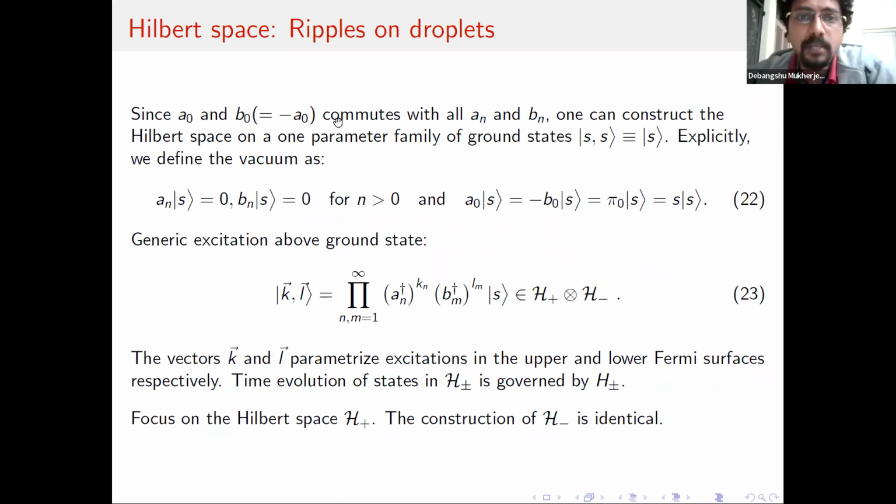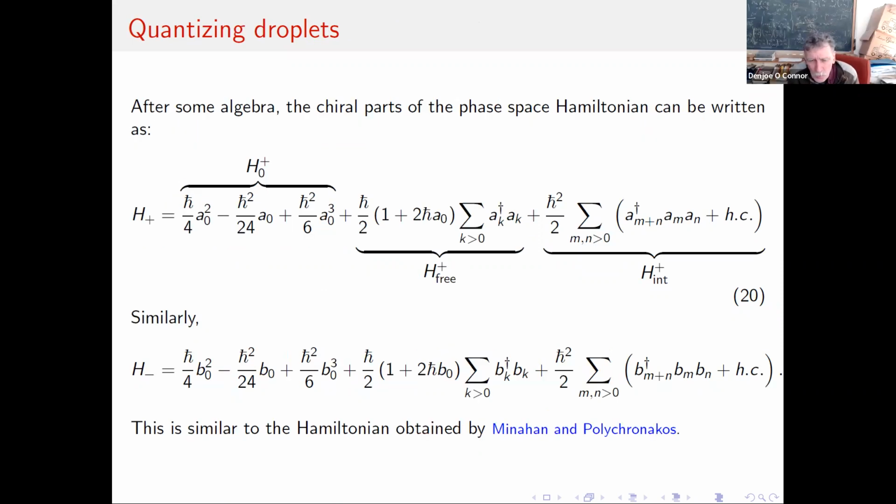Now, A0 and B0 commute with all the ANs and BNs, and the Hilbert space now can be defined as. Can I just clarify one point? Yes. The dependence on your original potential has completely disappeared on W.